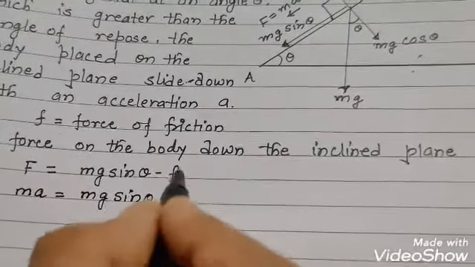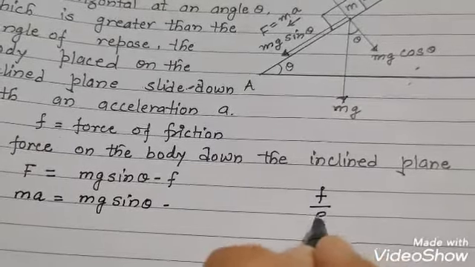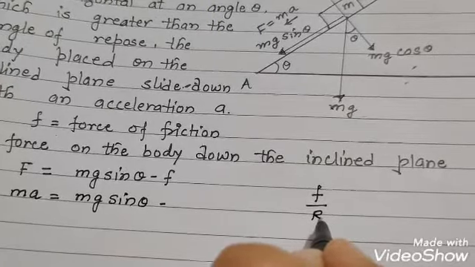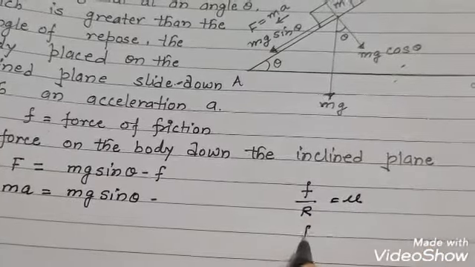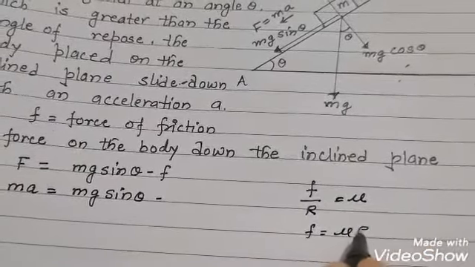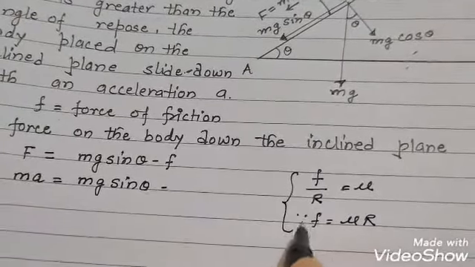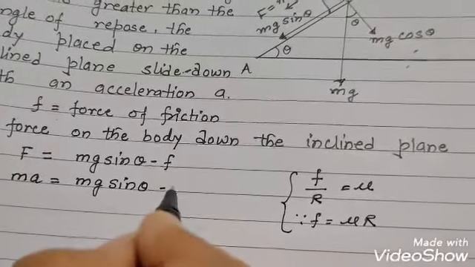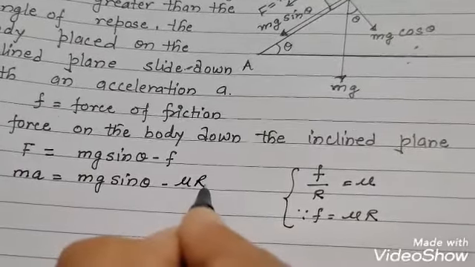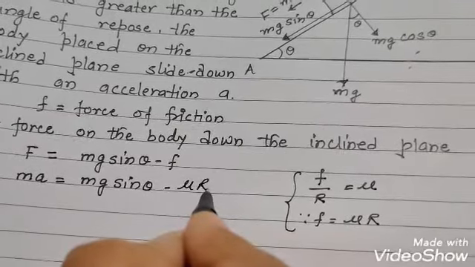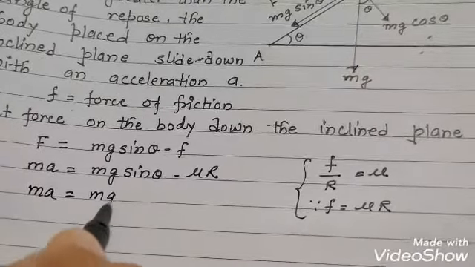Now this force of friction, as we know, f upon R, the ratio of force of friction and the normal reaction R, is equal to the coefficient of friction mu. So we can write f is equal to mu R. So in place of f we'll write mu R, where mu is the coefficient of friction and R is the normal reaction. You will see that ma is equal to mg sin theta minus mu R.